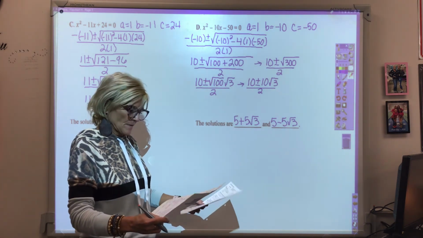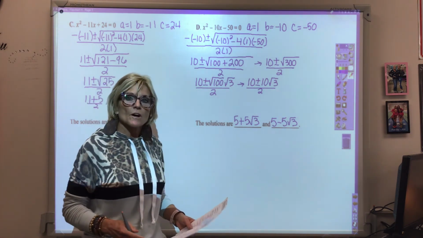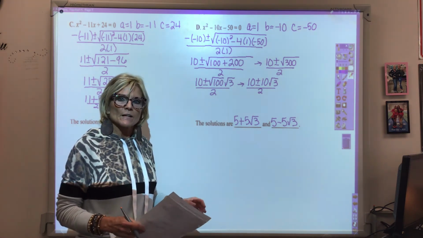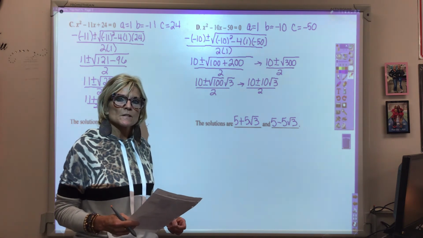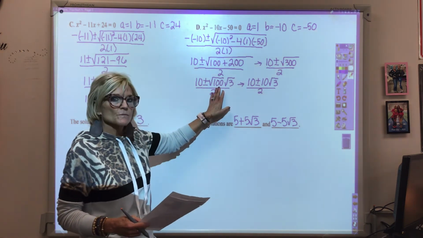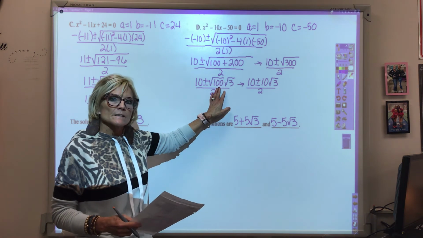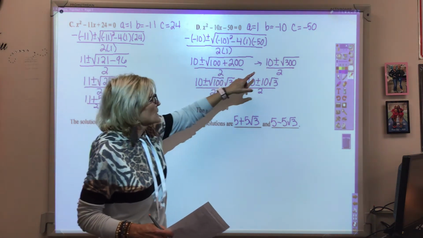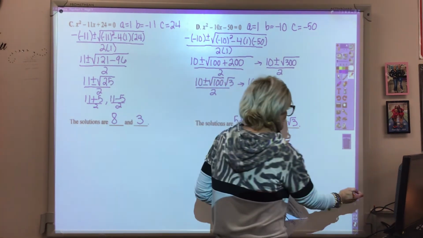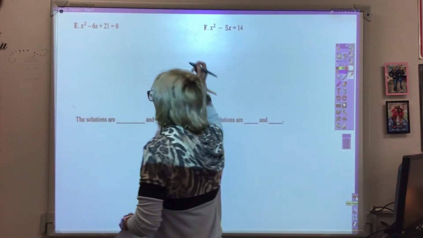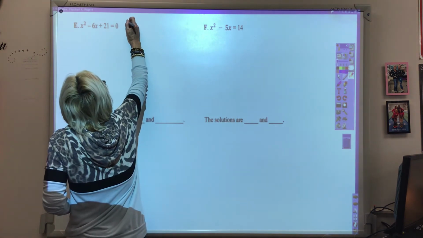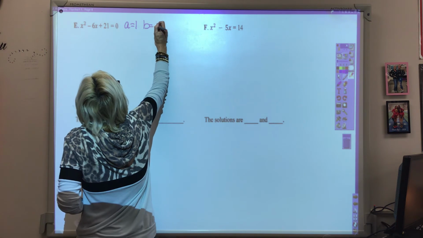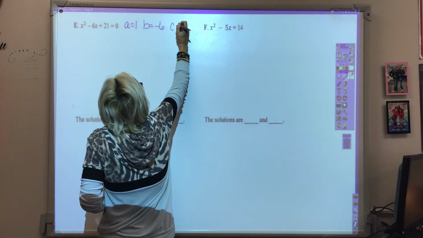On E, we are going to end up with a complex number, so we will simplify like we did when we worked with complex numbers and break down like we did on this one, so that we can get as large of a perfect square factor out of the square root as possible. So we have A is 1, B is negative 6, and C is 21.